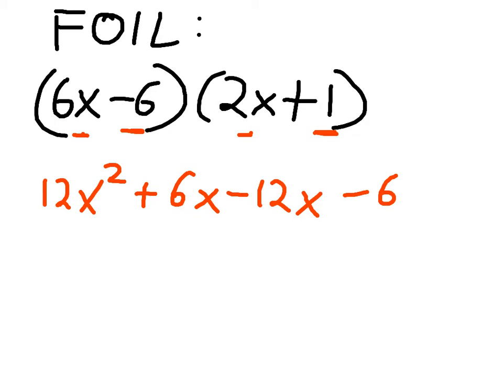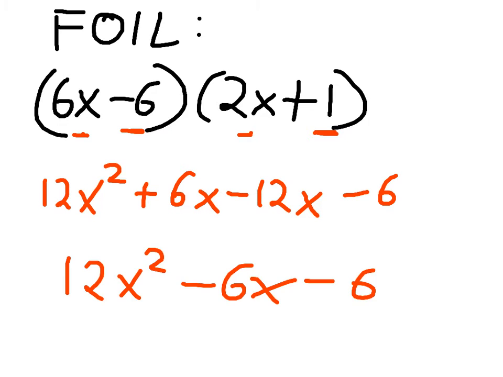Then you have to combine like terms. Only the x's are like terms. The x squared is by itself, and the 6 is by itself. So you're going to end up with 12x squared minus 6x minus 6.